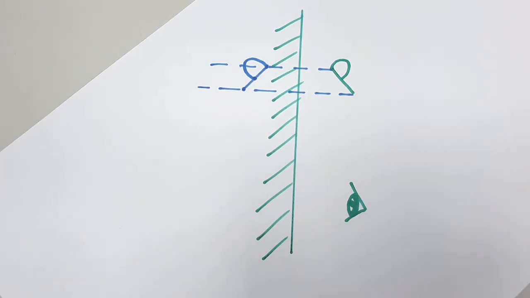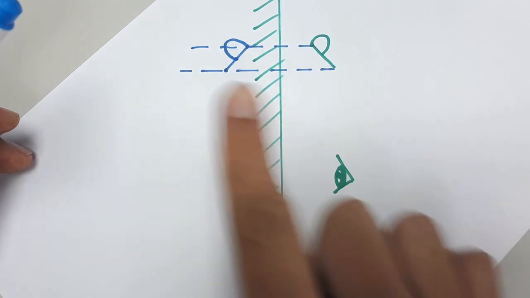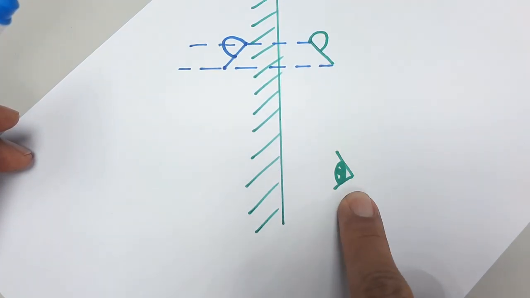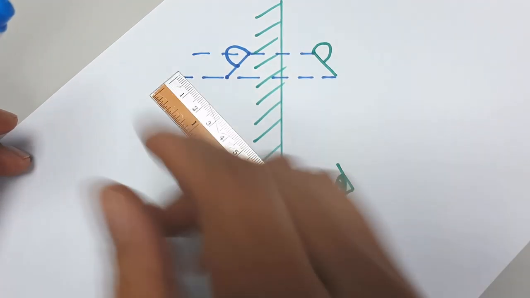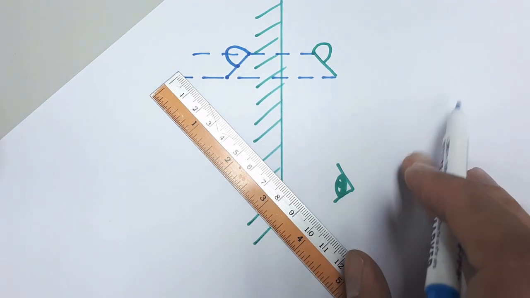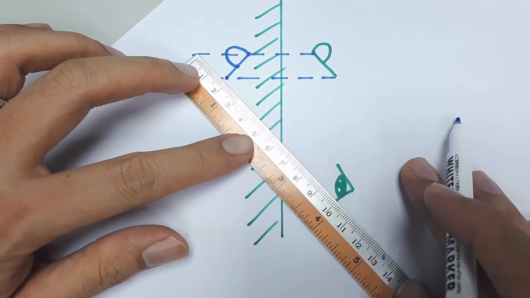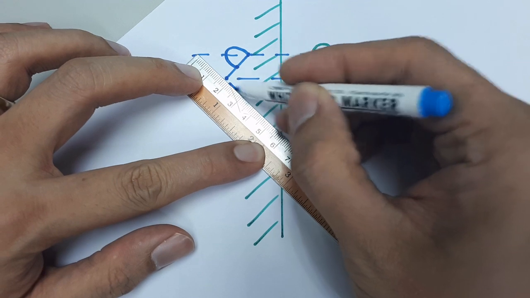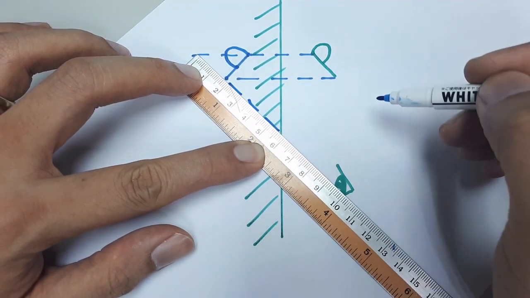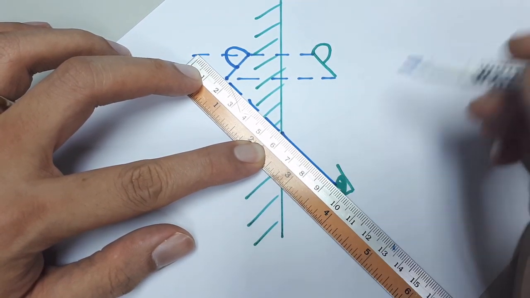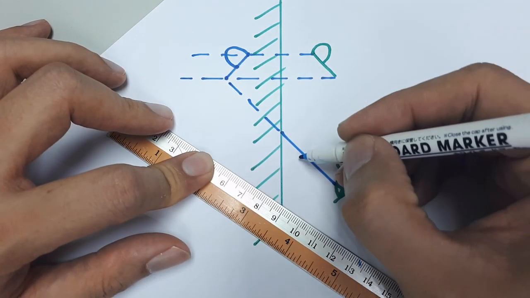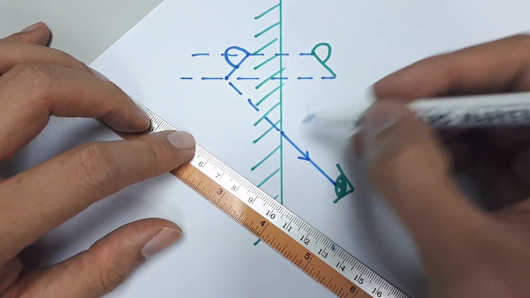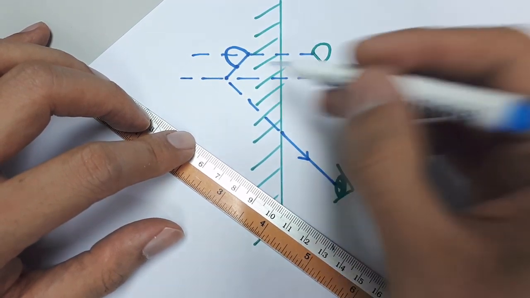On to the next step. We draw a line from the image to the eyeball, remembering to use dotted lines for the image side and solid line in the object side. Again, from the point where this line touches the mirror line, we draw another line to the same point on the object as the image.